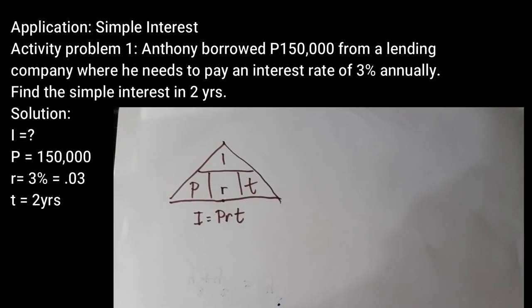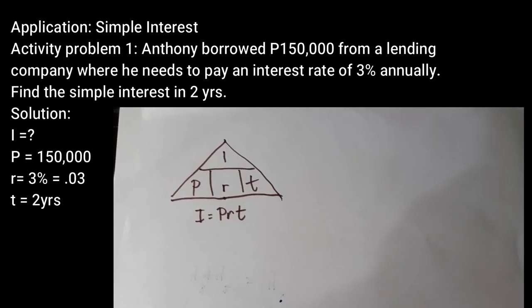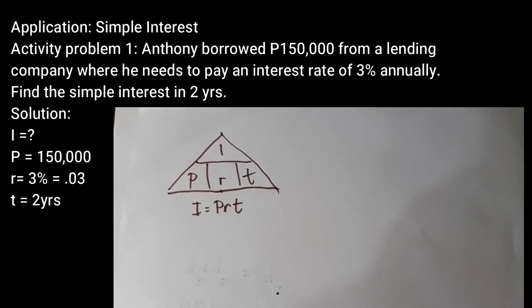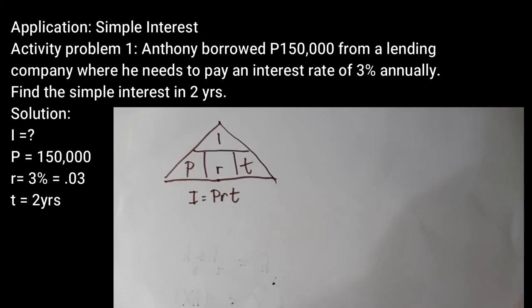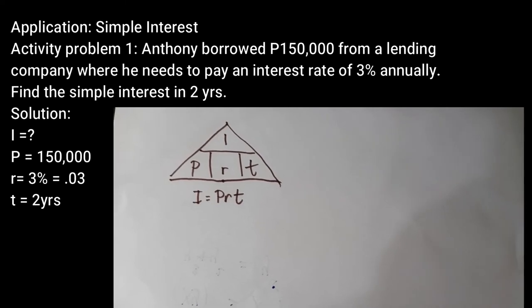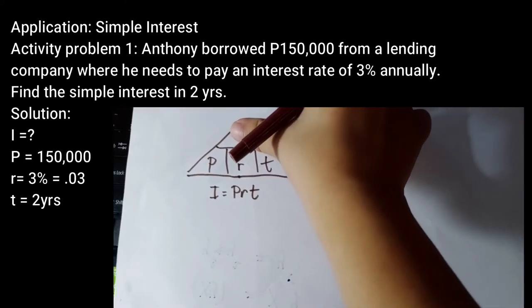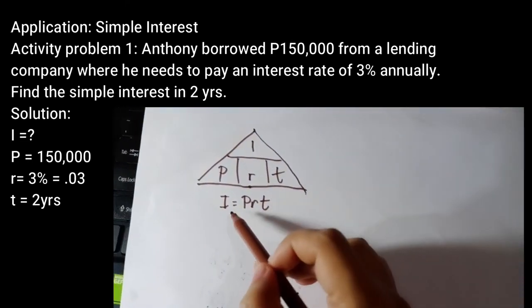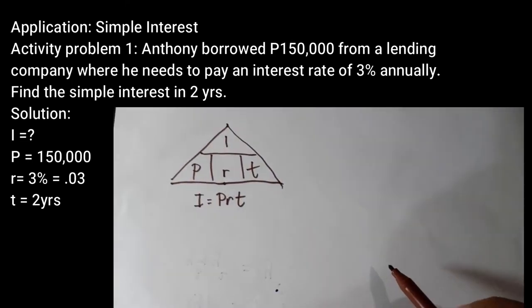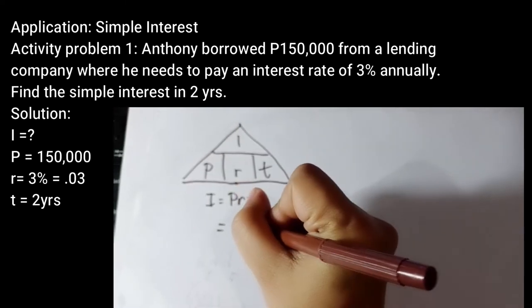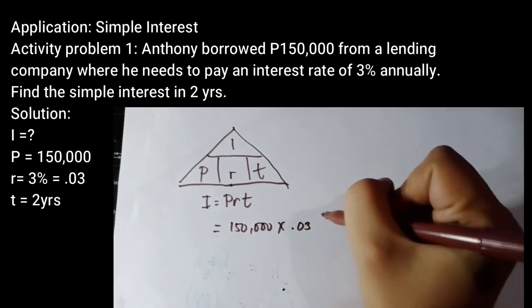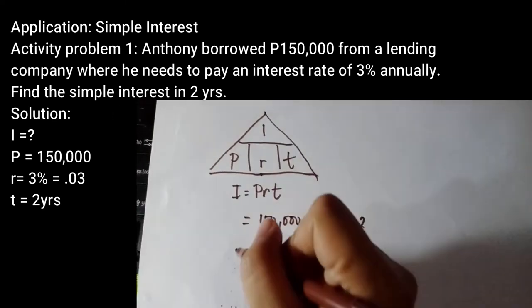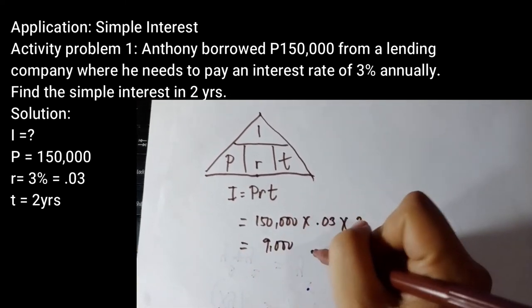Okay, problem number 1, please read. Okay, thank you. Anthony borrowed $150,000 from a lending company where he needs to pay an interest rate of 3% annually. Find the simple interest in 2 years. So what is asked, or what is the unknown? It's the I, or the simple interest. So if we try to look at our triangle, if we cover I here, what is left is the PRT. So the formula of I is equals to PRT. So we just have to multiply the principal, which is equals to 150,000 times the rate, which is equals to 0.03 times 2. So the answer is 9,000 pesos.